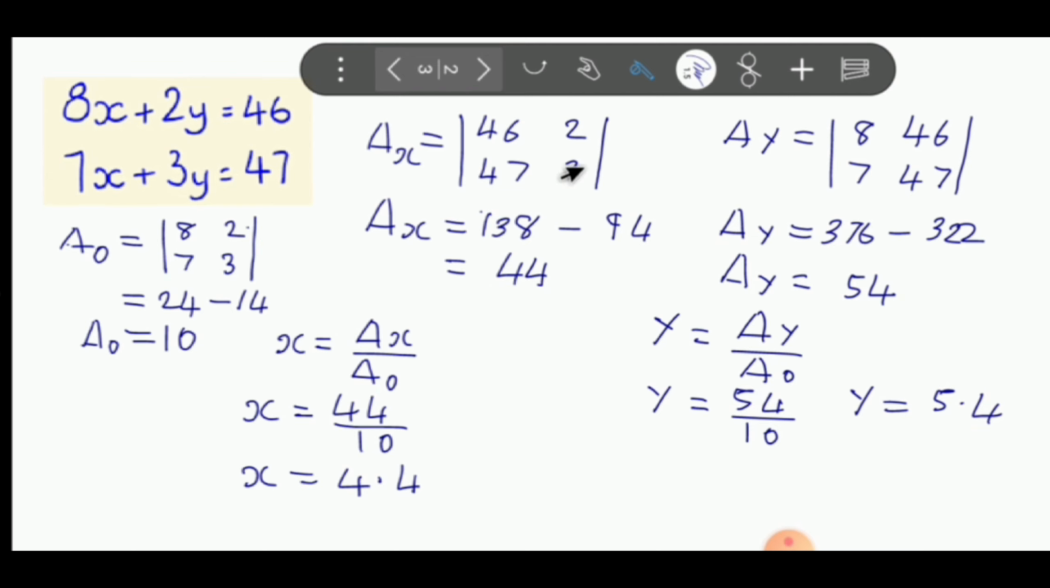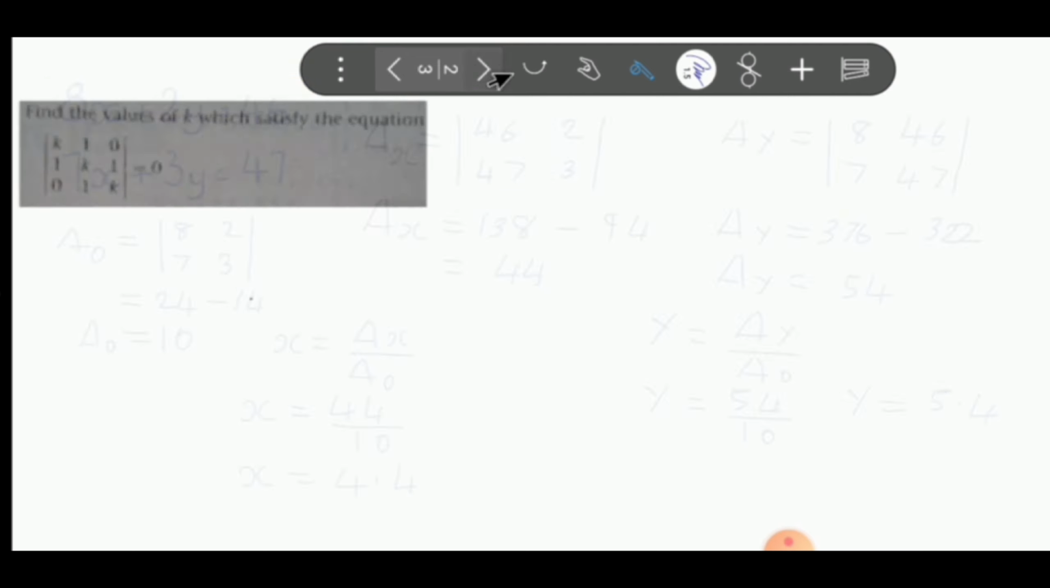So now let's look at another question. I just love this question. So now in this question, it's just like an equation. We'll just find the values of k in this equation. So we go like this. It's a 3 by 3 matrix. So we'll go like this.